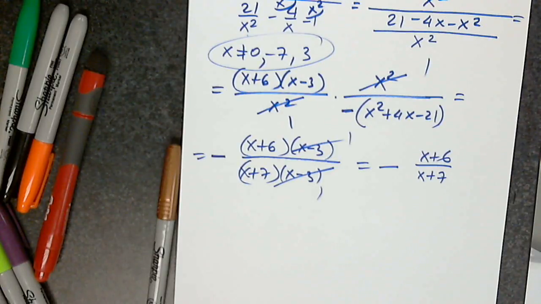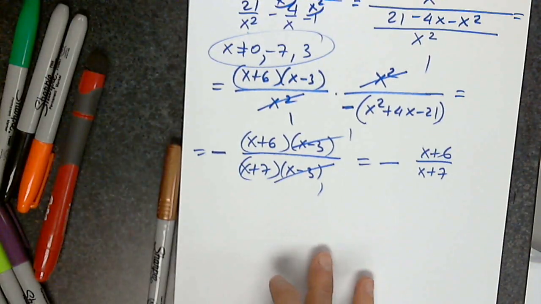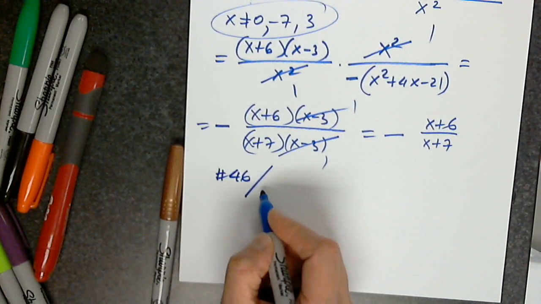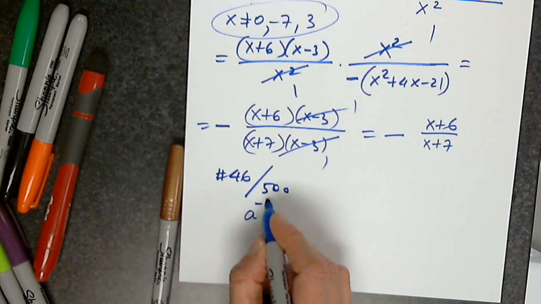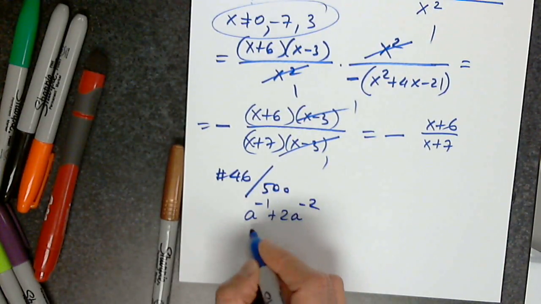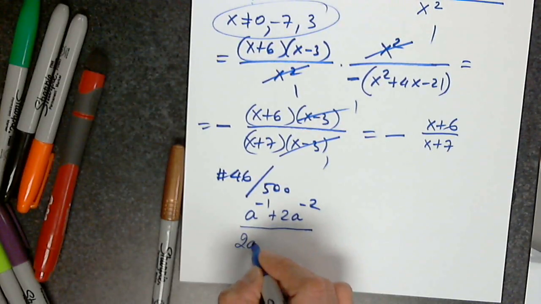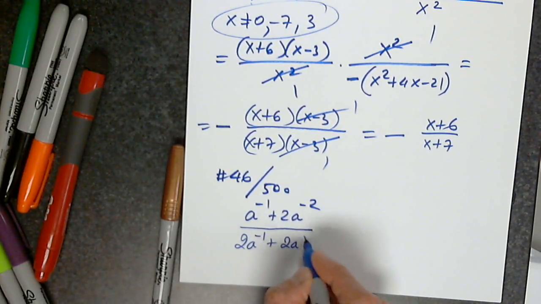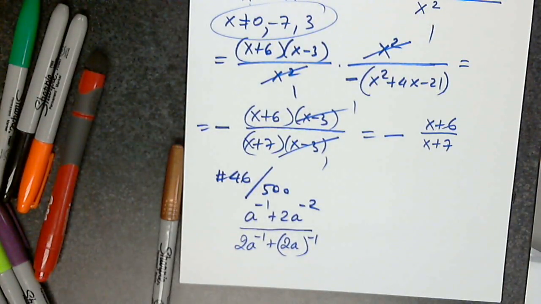From the review, I just want to discuss one particular type of problem. Or section 7.7, it's okay, I'll copy it from here. Let's say 46, on page 500. A to negative 1 plus 2a to negative 2 over 2a to negative 1 plus 2a in parentheses to negative 1.